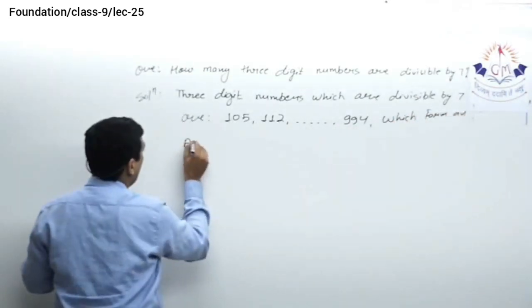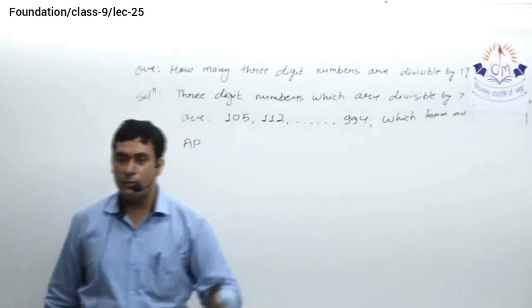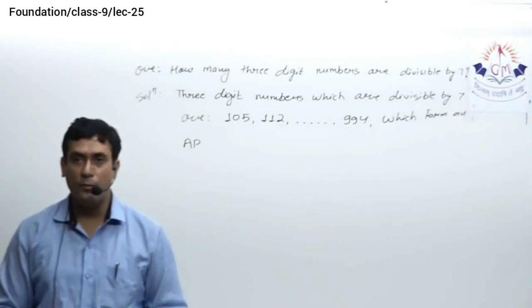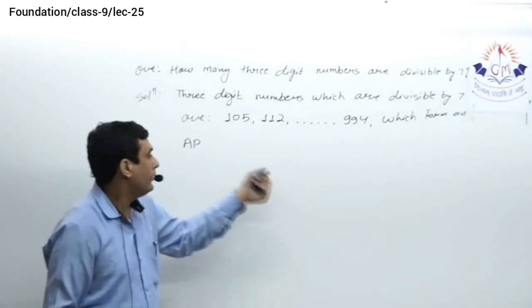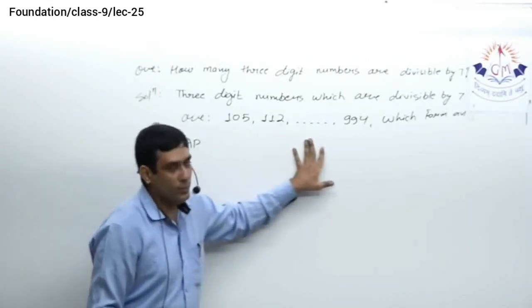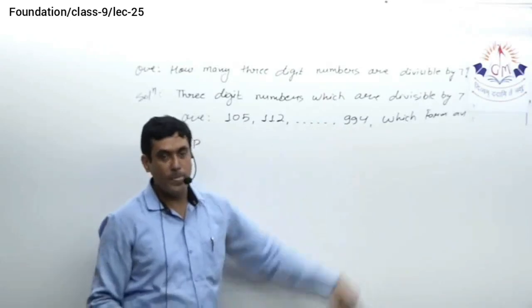definitely it will form an AP. It's very obvious because you are adding 7. All the tables, if you say the table of 2, table of 9, table of 6, table of 30, they are forming an AP. So this is again a table of 7 only, but it starts from 105, it goes up to 994.